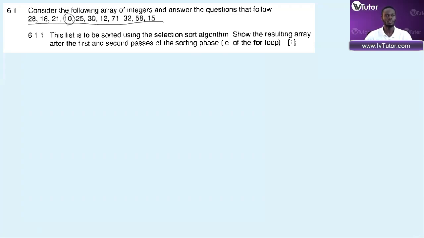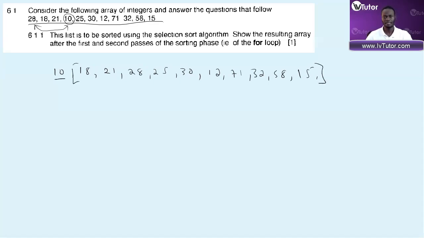So that means 10 has to be swapped with 28, which means you're going to end up with 10, 18, 21, 28, 25, 30, 12, 71. We just put some commas here so that we don't confuse these numbers. 32, 58, and 15. And this part is sorted, which means we now look at the unsorted array and we say which one is the smallest. In this case, the smallest is 12, right?